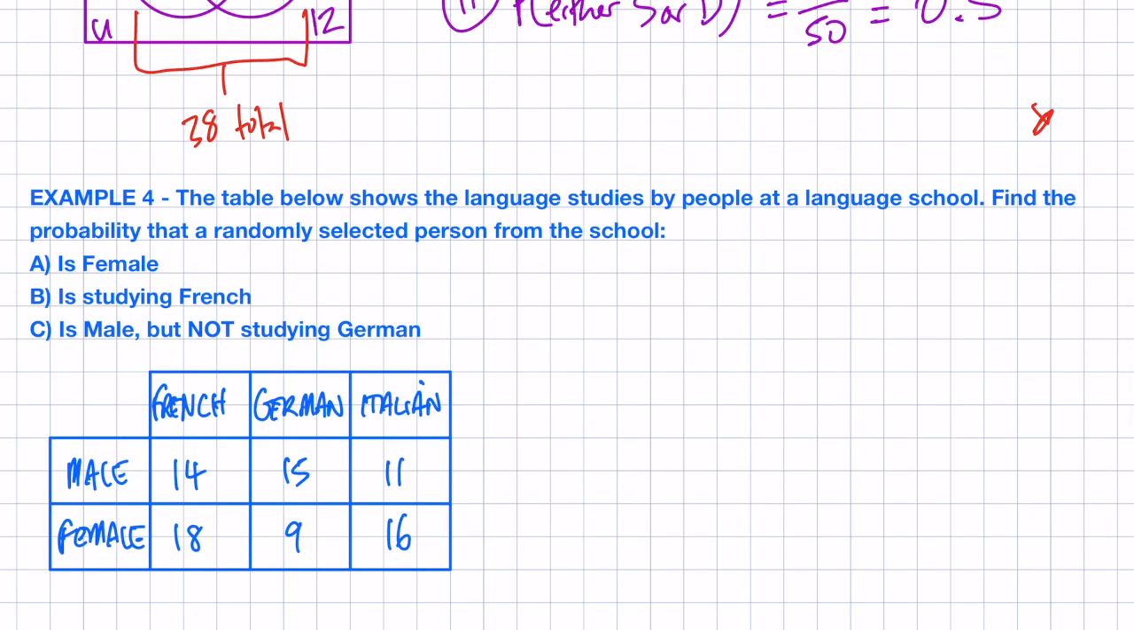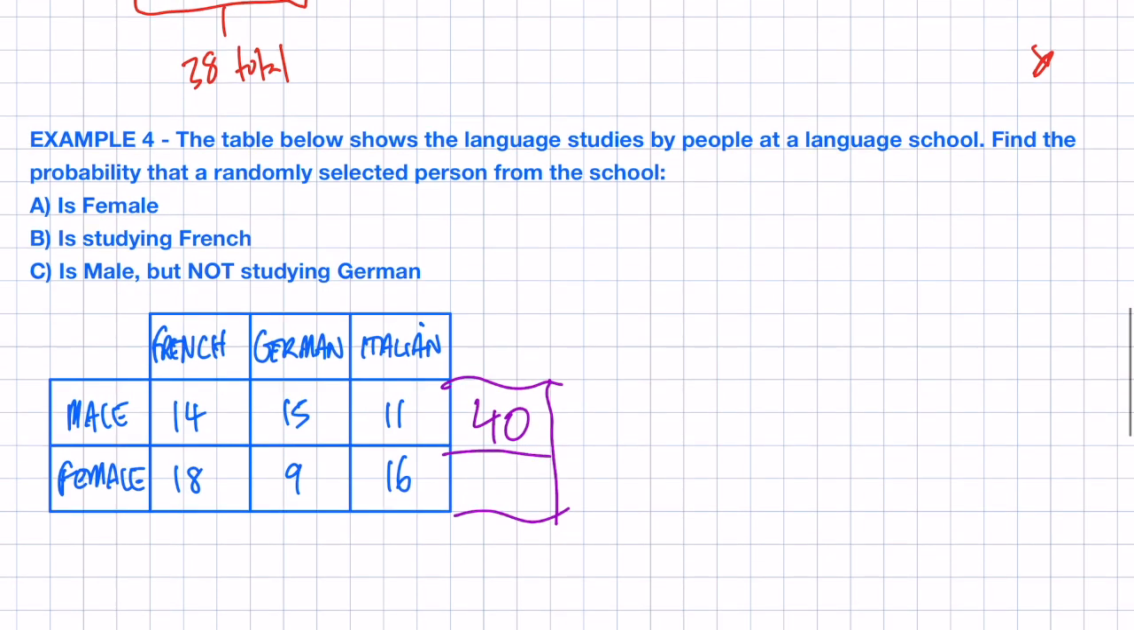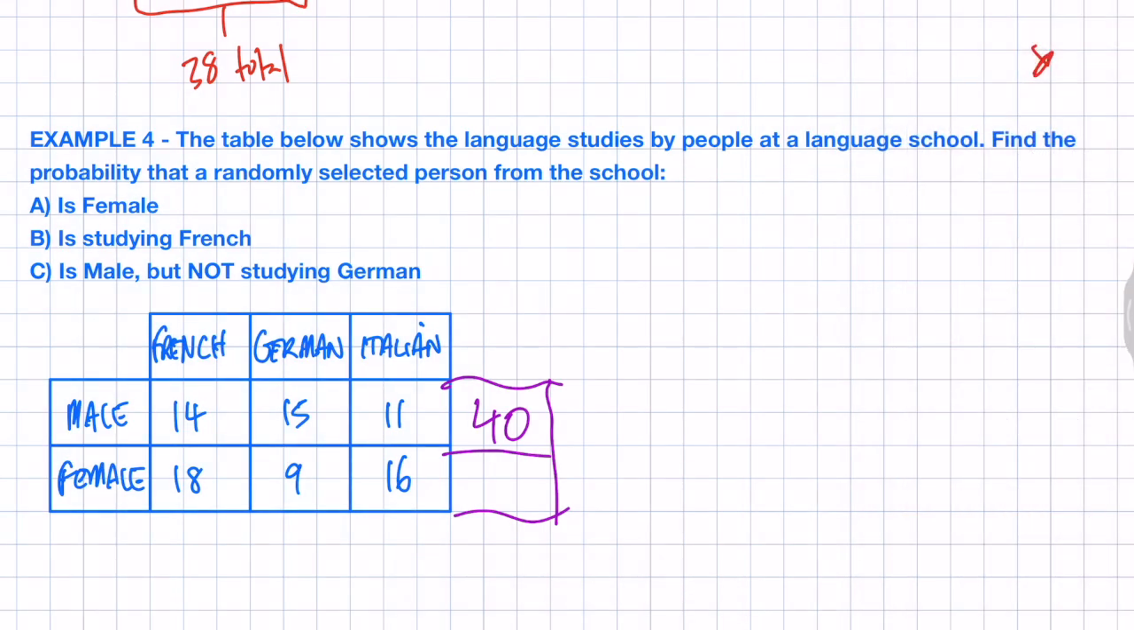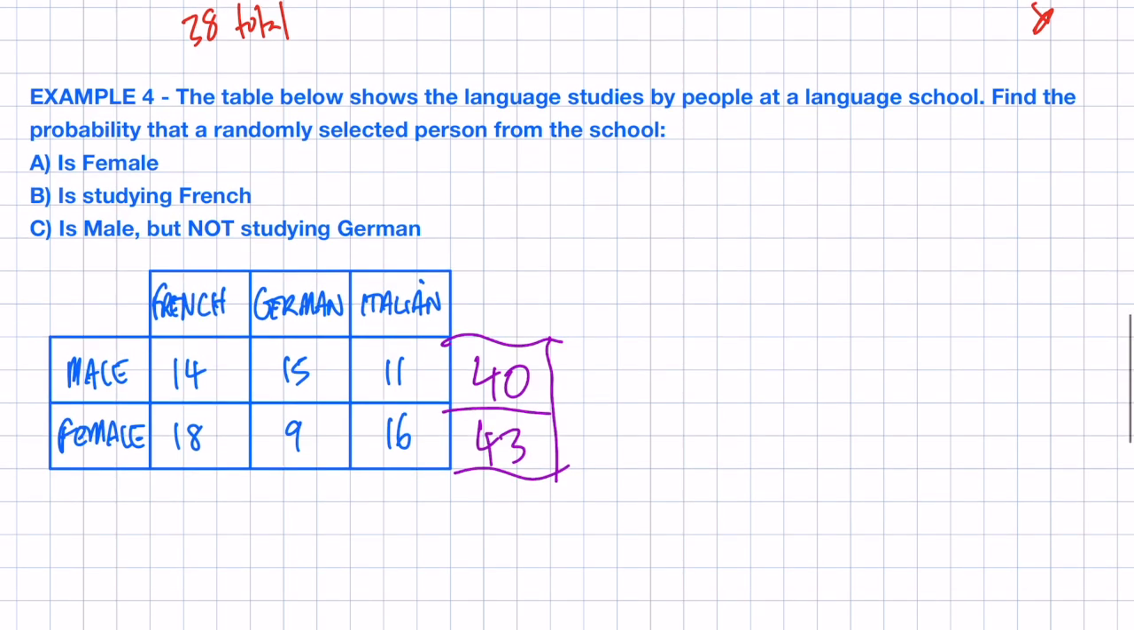What could I write for the male total? Do I need to extend these? 40. What will the total be for females? 45. Is it? I think so. Let's double check. I don't think so. Could be. It's not that I don't believe you. 43. Oh, 43. Just take your time. No, that makes sense. It's fine. I suck at mental arithmetic too. That's why I check the calculator. It's just always good to check because you have the facility to.